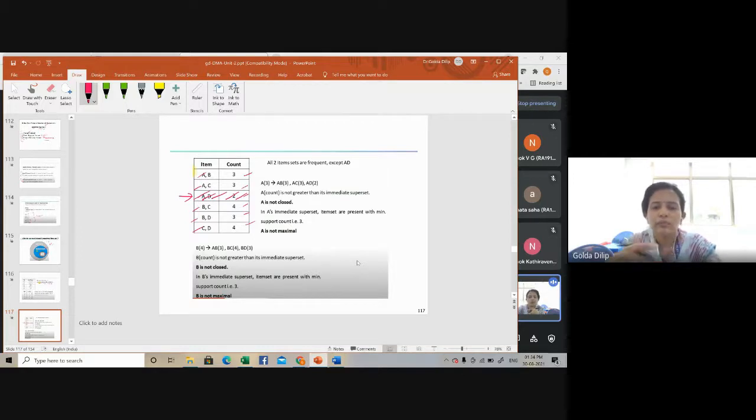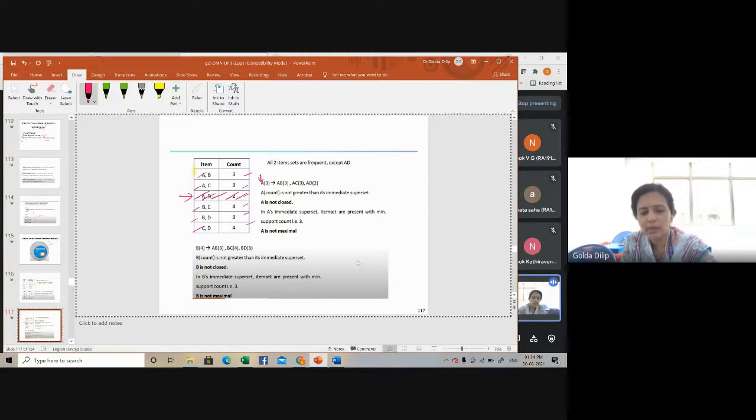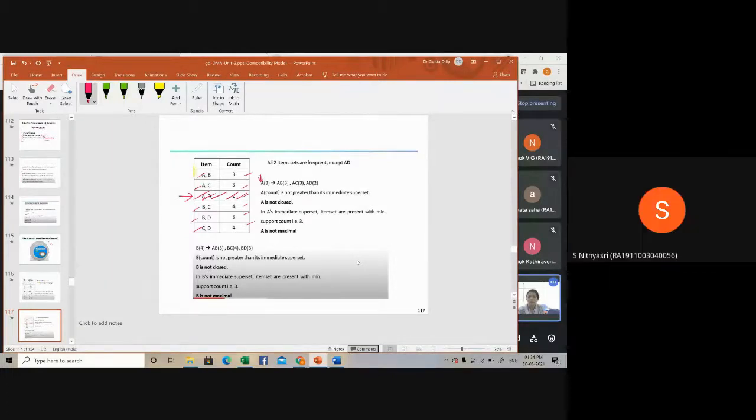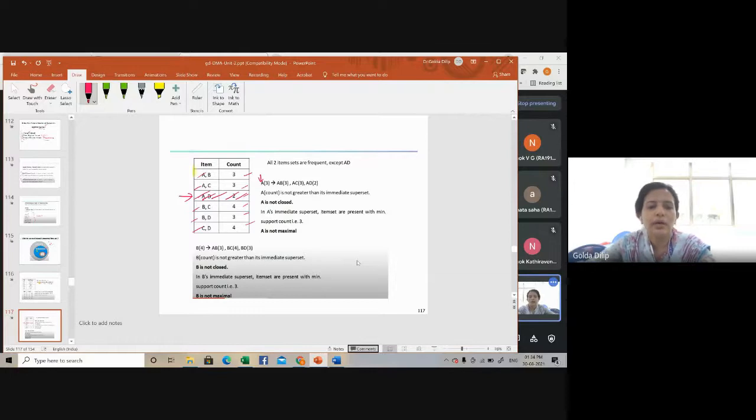Let's start with the item A. What is the support count for A? Can somebody tell me? 3, ma'am. Yes, the support count for A is 3. Then you write the immediate supersets of this particular item. The supersets of A are AB, for which the support count is 3, then AC, for which the support count is 3, and AD, which has a support count of 2.